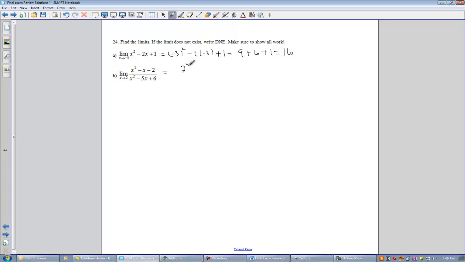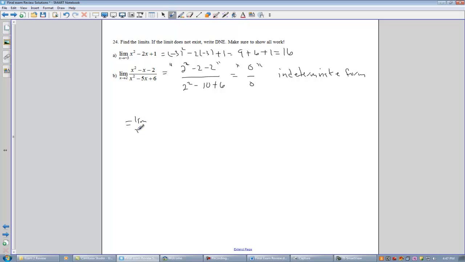All right, this one down here, the same idea applies. You try to plug in 2, so you get 2 squared minus 2 minus 2. And on the bottom, you have 2 squared minus 5 times 2, so minus 10 plus 6. And you'll see on top, you're going to get 0. On the bottom, you're going to get 0. And so this is what we call indeterminate form, which means you cannot determine the limit as given. So you need to do some more work here.